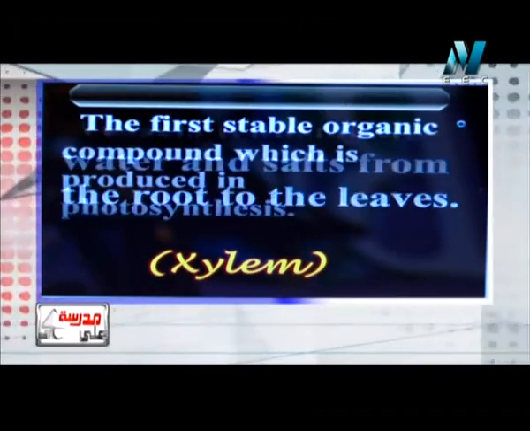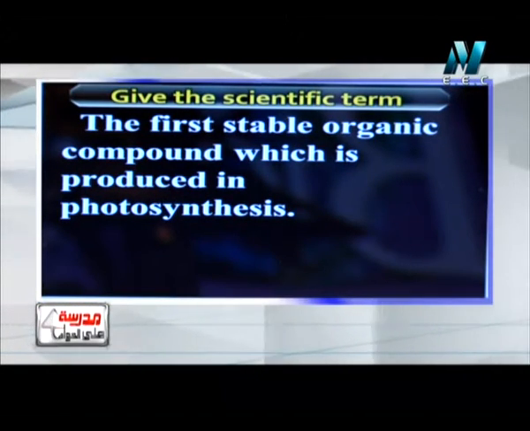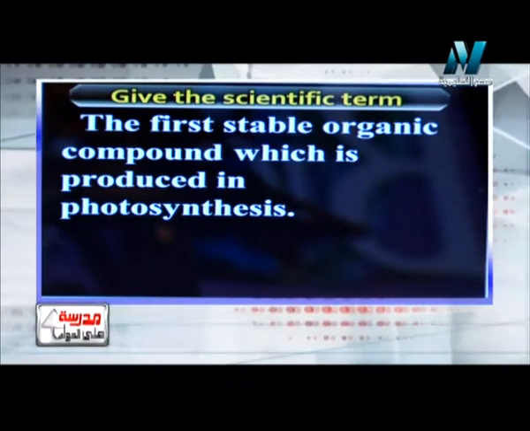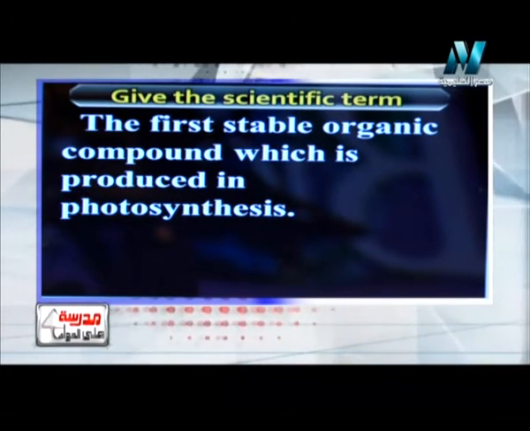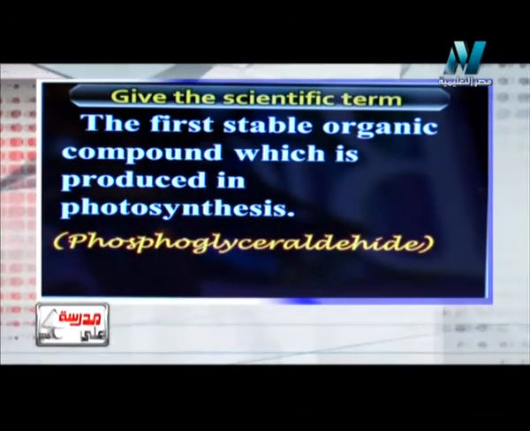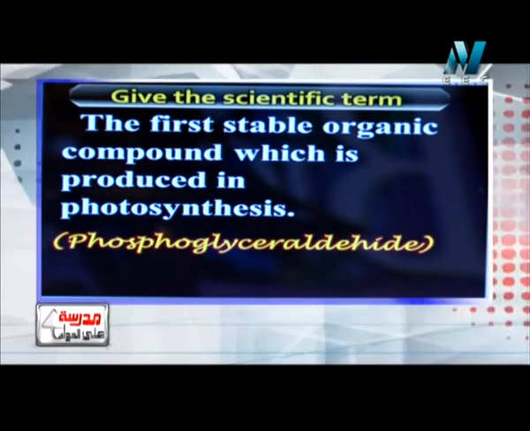The next concept. The first stable organic compound which is produced in the photosynthesis process. The first stable compound that formed as a result of the photosynthesis process is phosphoglyceraldehyde, or PGAL as a common abbreviation.